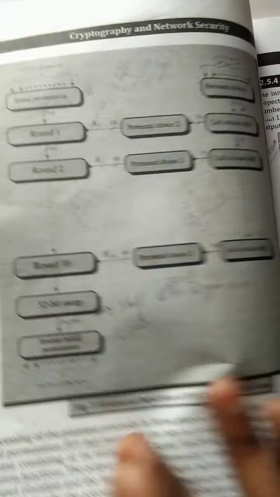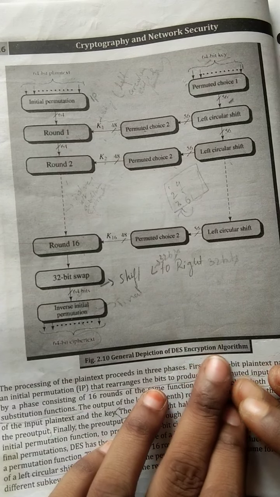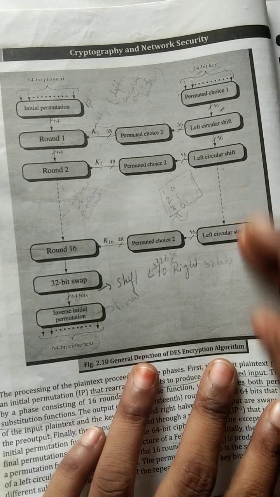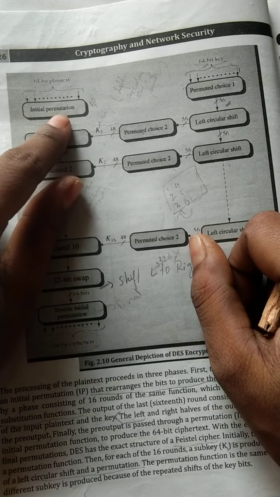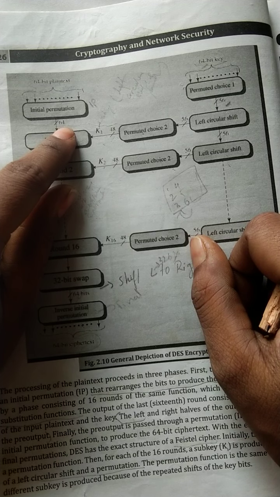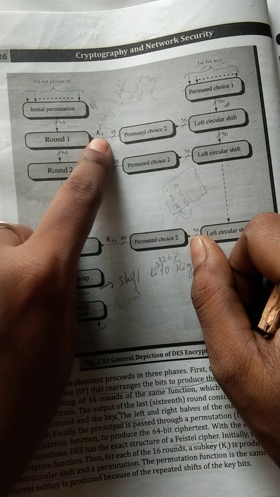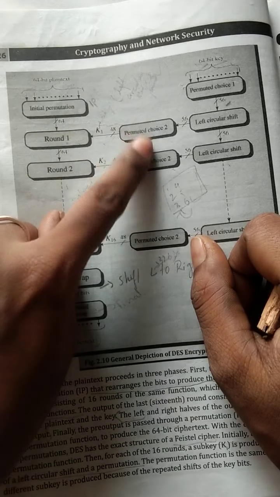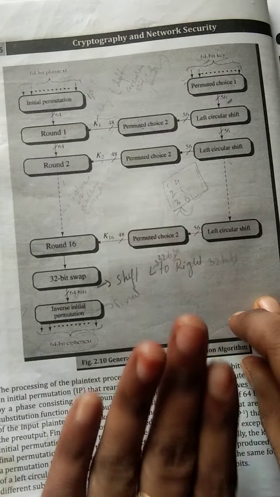So this is the structure, the DES encryption algorithm general depiction. Firstly, there will be a 64-bit plain text that will be given to the initial permutation. After that, the permuted block and the 48-bit key will have an XOR operation performed on them in round 1. So this is the basic thing.